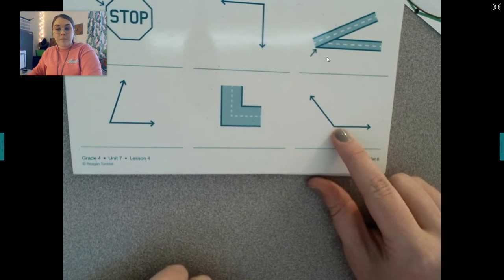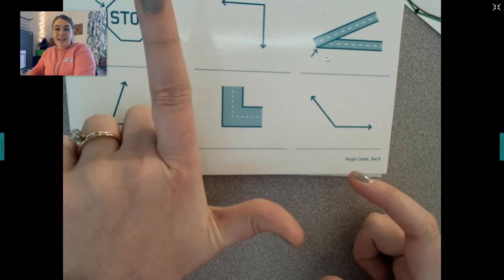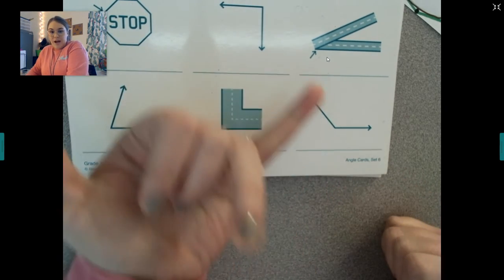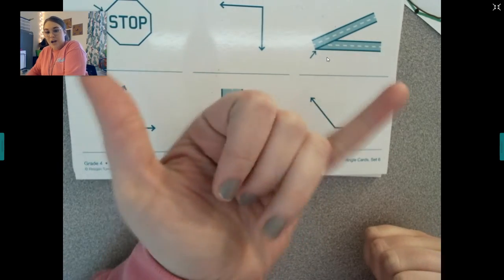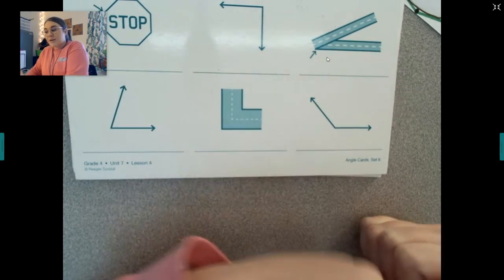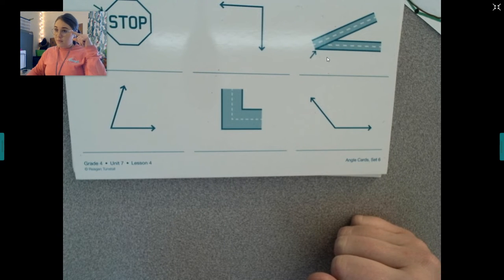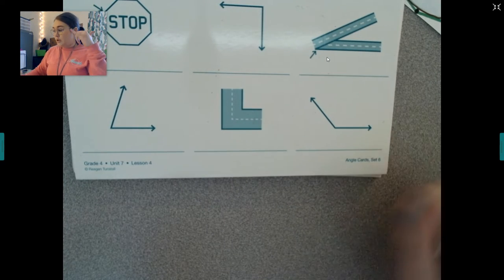What about that one? Make an L with your hand. I can't go further, right? I tried to stretch it out. I can't go further. So that one is definitely a hang loose. That's an obtuse. So we have three types of angles. Right makes an L. Acute is so cute and it's smaller than a right angle. And obtuse is hang loose. It's bigger than a right angle.